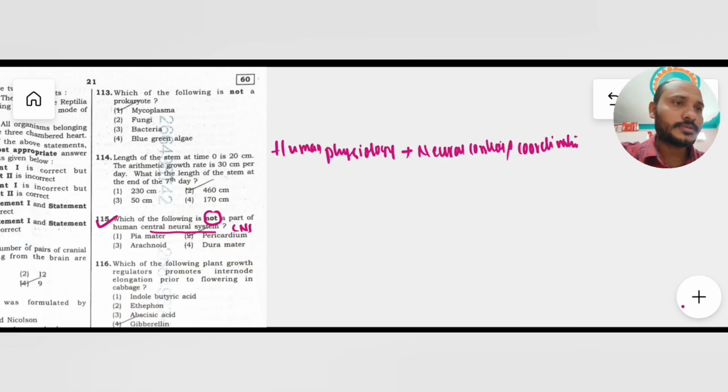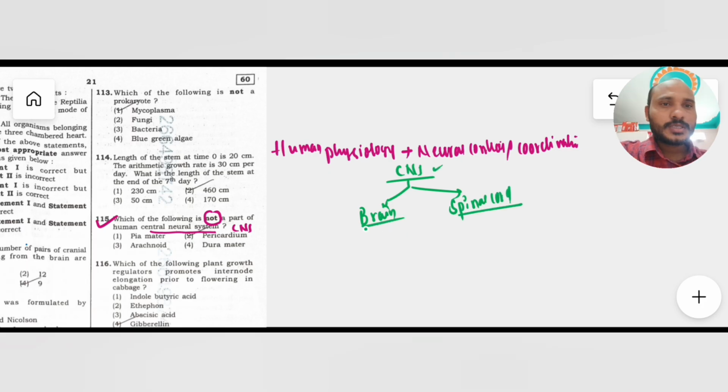Here we are focusing on the central nervous system. Generally, the central nervous system in human beings is made up of two important parts: one is the brain and the second one is the spinal cord. These two parts together are called the central nervous system. About the brain, we know that the brain is protected inside the skull, and also by a layer called the meninges, the cranial meninges.